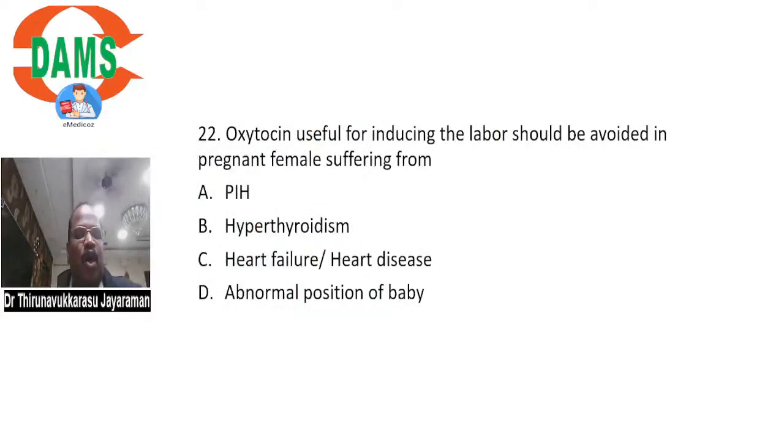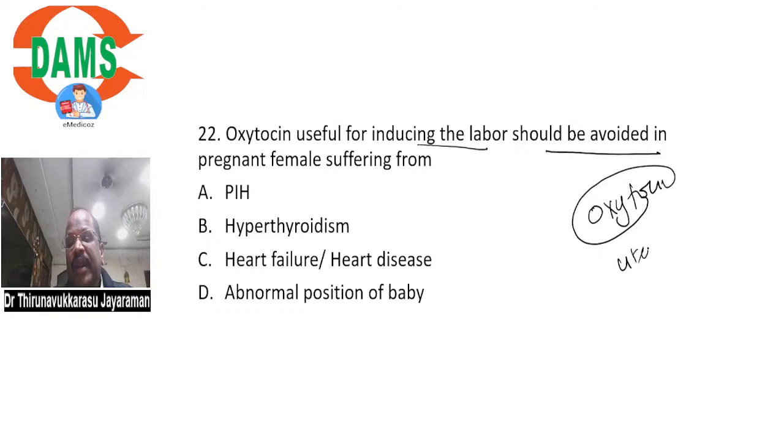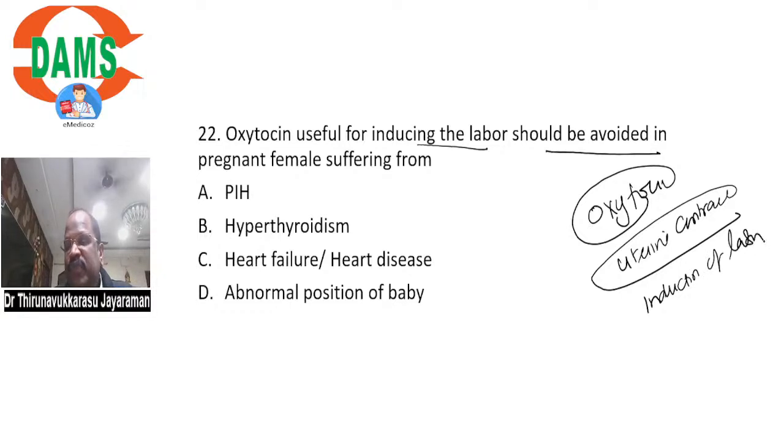Next, oxytocin is useful for inducing labor. It should be avoided in pregnant females suffering from what? Pregnancy-induced hypertension, hyperthyroidism, heart failure or heart disease, abnormal position of the baby. Look here, oxytocin actually causes uterine contraction. Because of causing contraction, it is useful for induction of labor. That you know. Okay. Now, it is avoided in which condition?